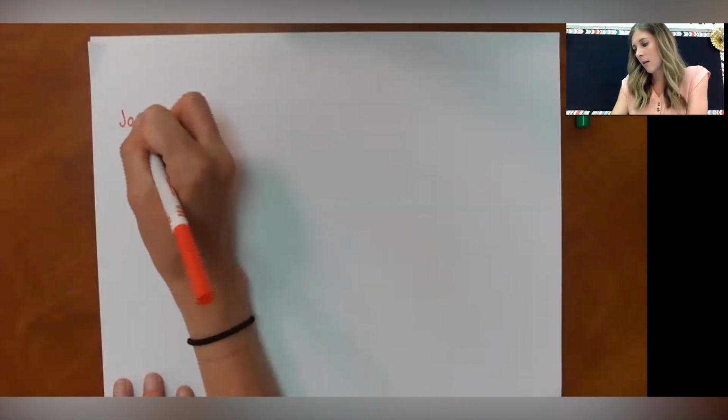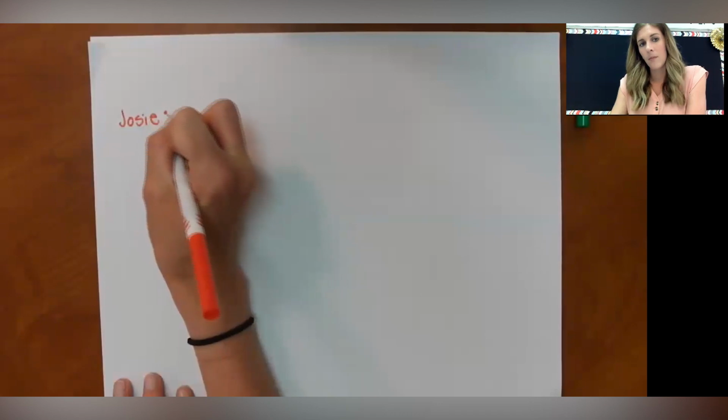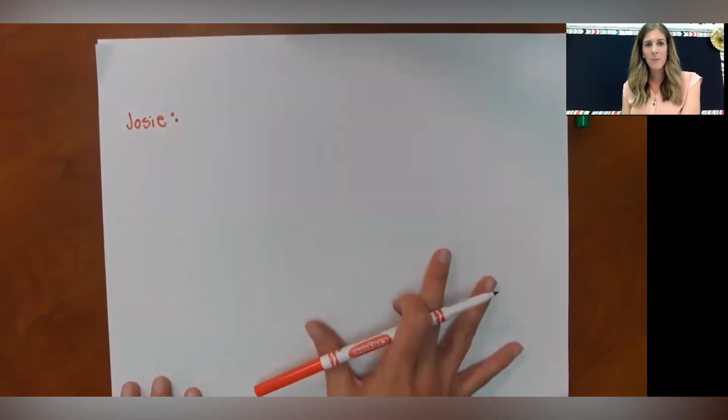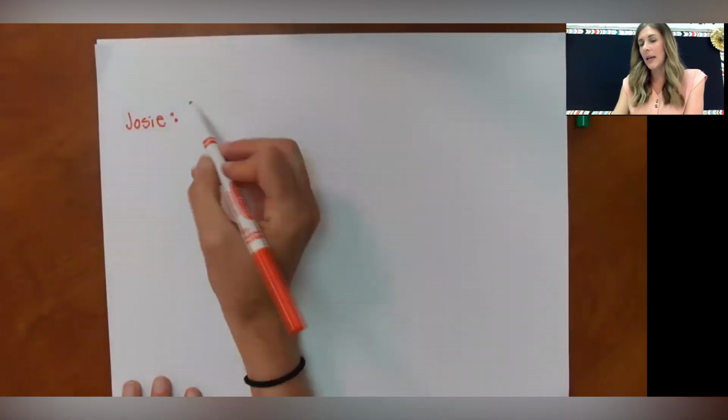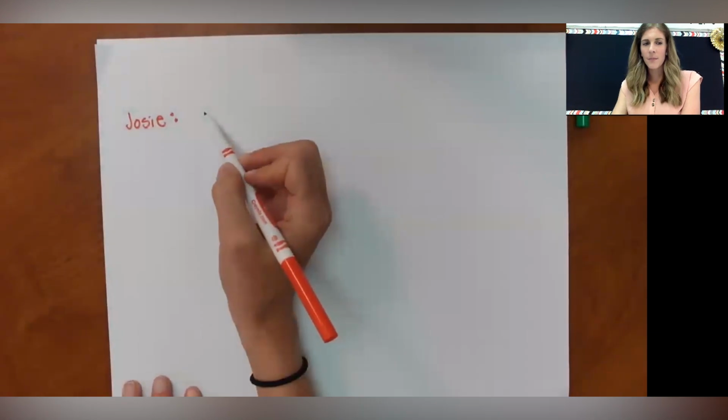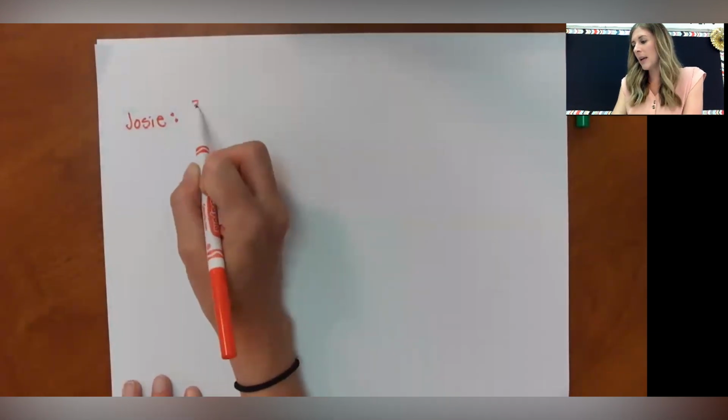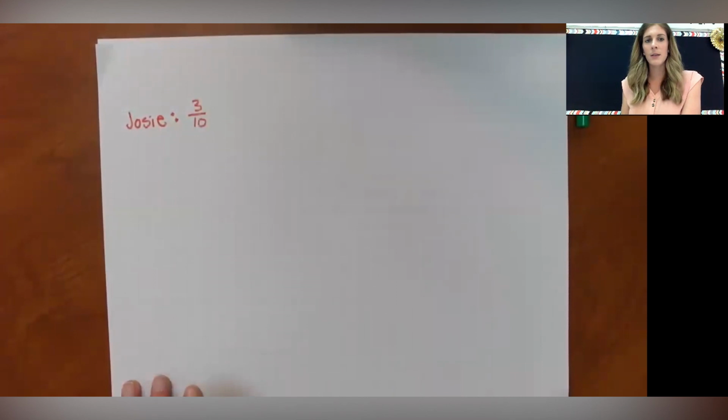So that way we don't have to go back and keep reading and reading and reading. We know that Josie, and you can write this down with me, painted how much of the fence? Correct, 3/10 of the fence.